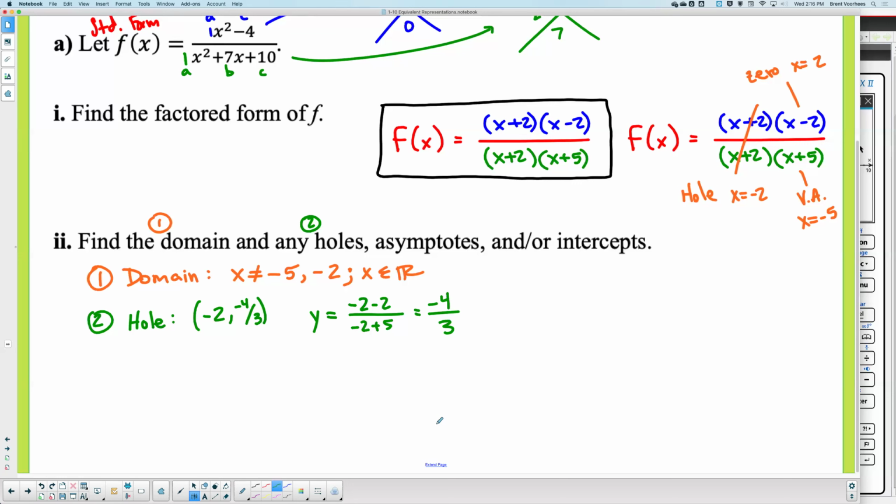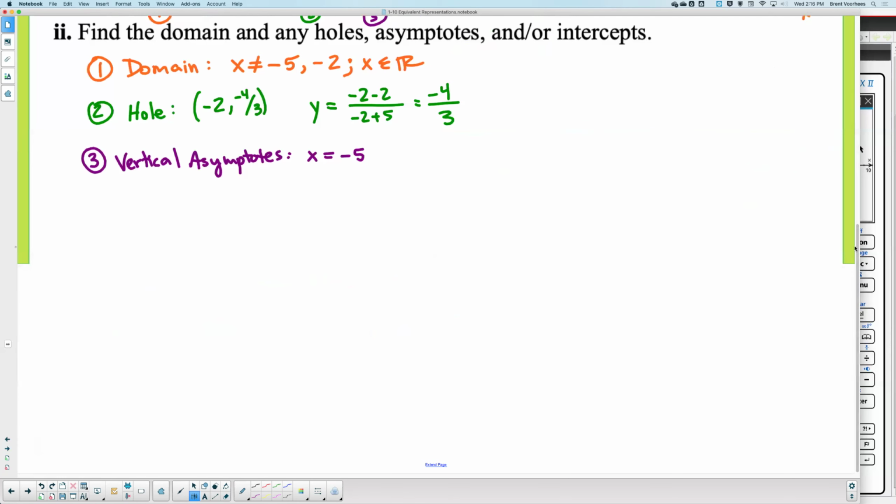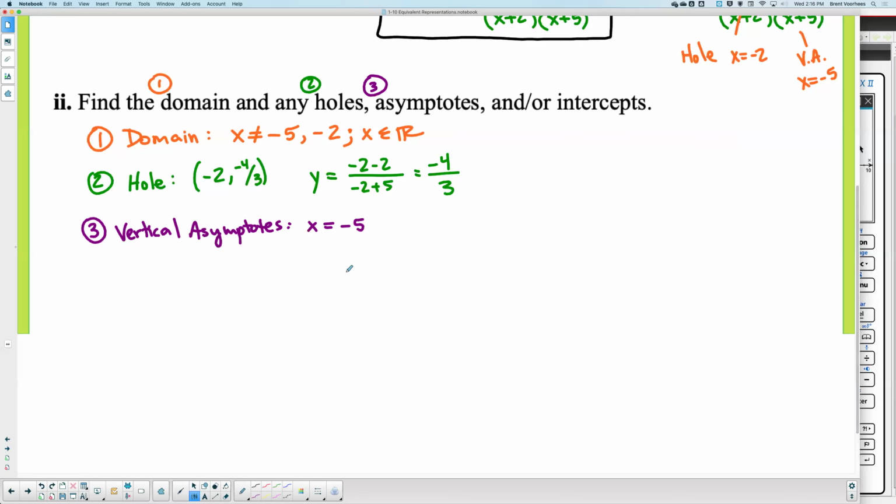Did this graph have any asymptotes? We do have asymptotes. First off, we have vertical asymptotes when x equals -5. Now this graph also, rationals usually have a horizontal asymptote most of the time. Only if the degree is bigger on the top do we not have a horizontal asymptote.